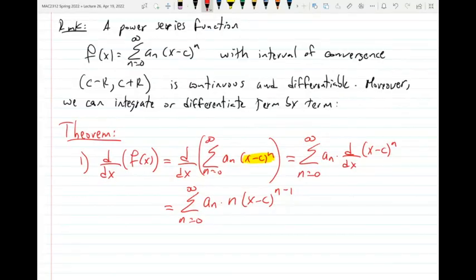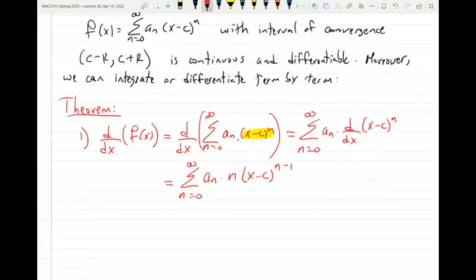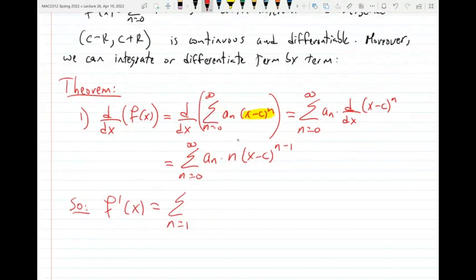It's 1. Well, in this case, but never mind. Every power series looks like this. The derivative of the inside is 1, so if you want, you say times 1. But then, the derivative of the power series is the sum from 1 to infinity of a_n times n (x minus c) to the n minus 1.